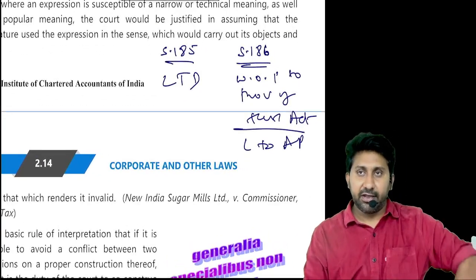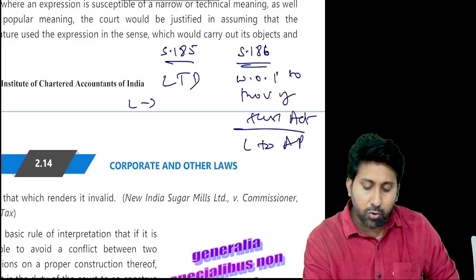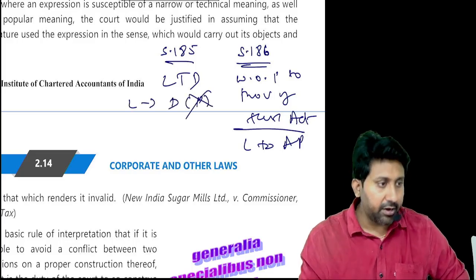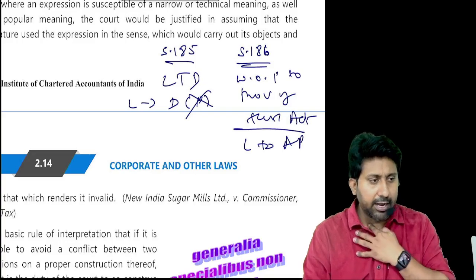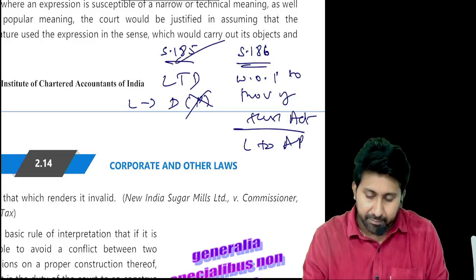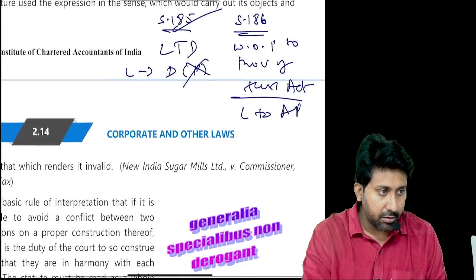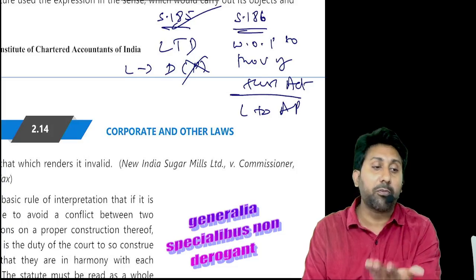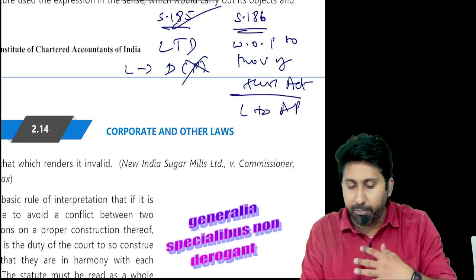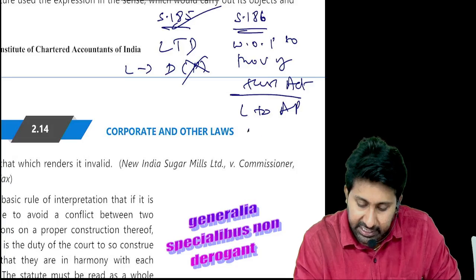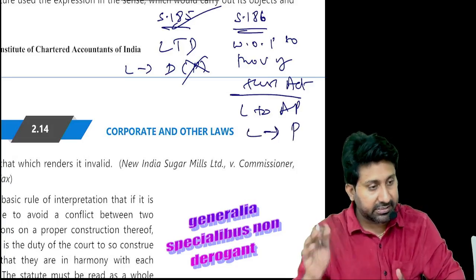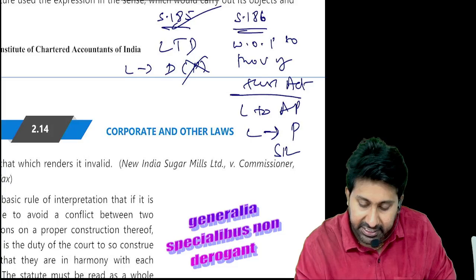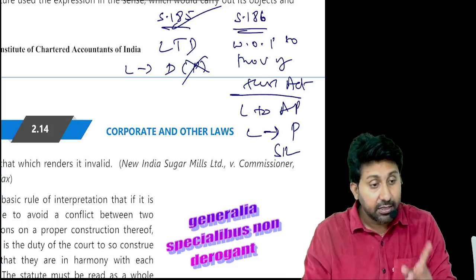Means what? See here. Loan to director is prohibited. You cannot give. As per which section? 185. Not permitted. Sir, can I take permission? I said illegal, prohibited. Prohibited, what permissions will you take? So it is not at all permitted. 186 says that a loan to any person can be given by passing a special resolution.